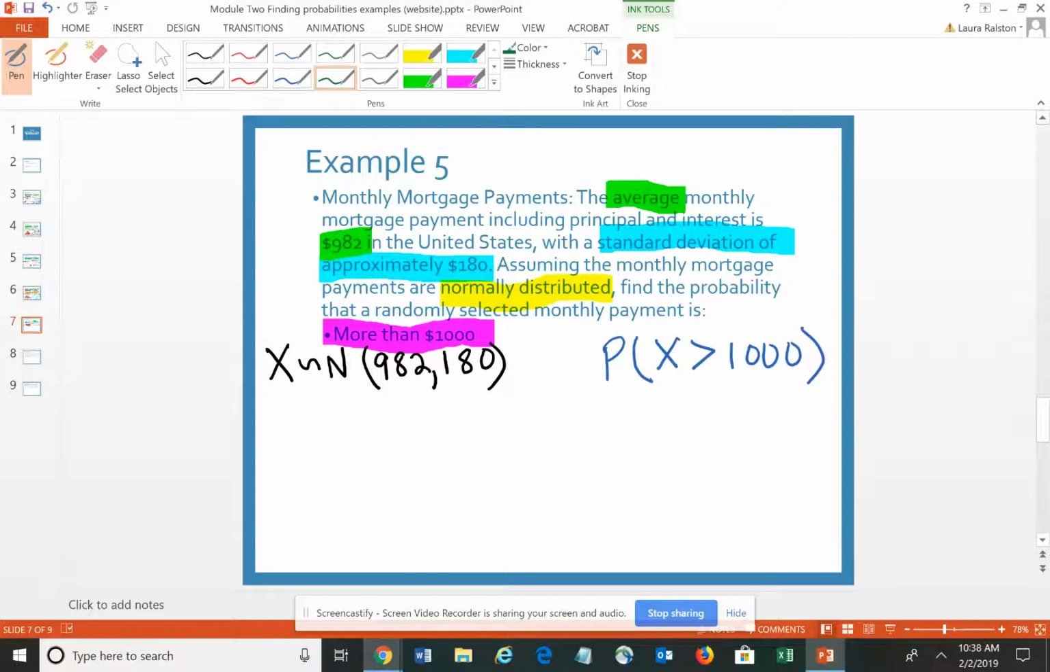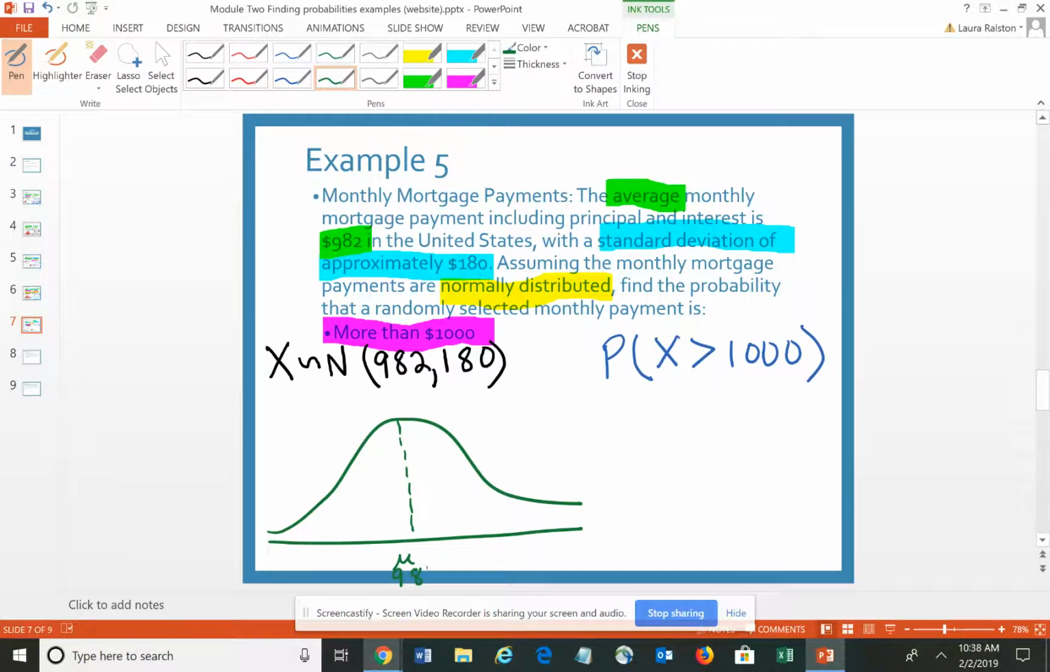Okay, draw your picture. Horizontal number line, bell-shaped distribution. The mean is in the middle, which we're told is 982. $1,000 would be more than that, so we're going to be somewhere to the right with our $1,000, and we want to be more than that.